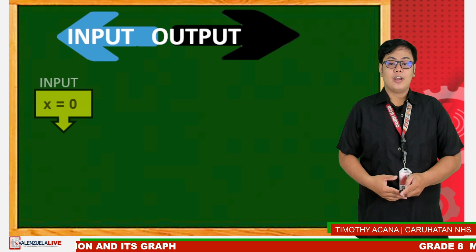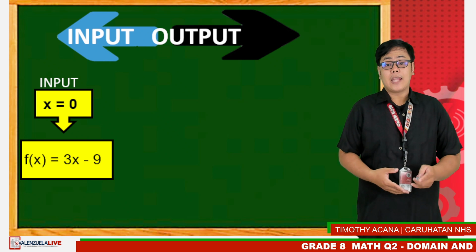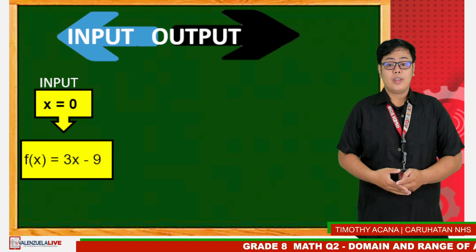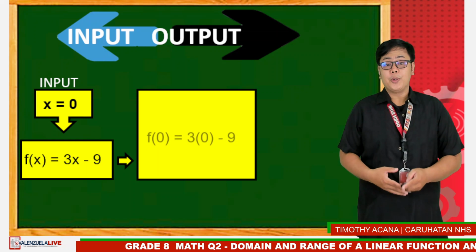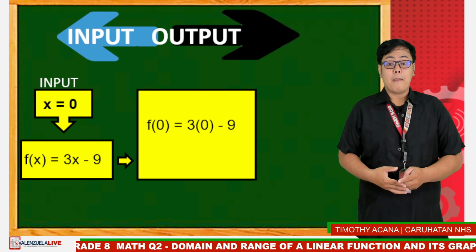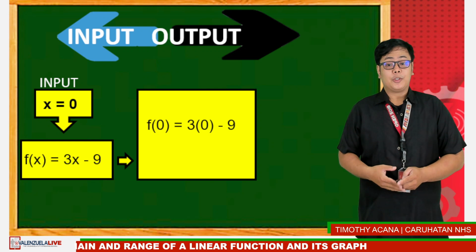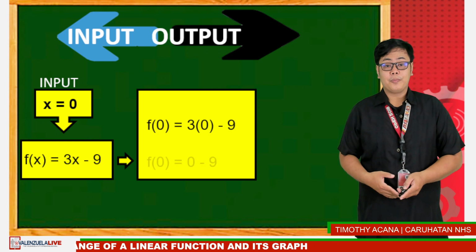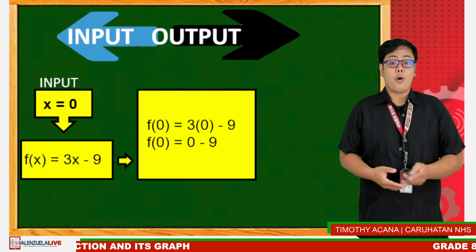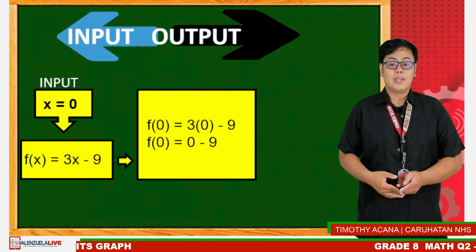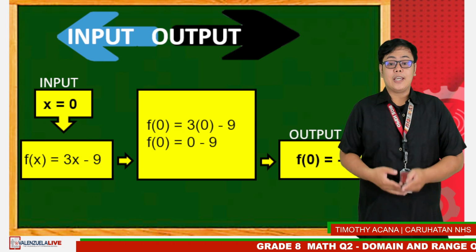Next, we have f(x) = 3x - 9 at x = 0. We have f(0) = 3 times 0 minus 9. 3 times 0 is 0. Therefore, we have f(0) = 0 minus 9. And the value of f(0) is -9.